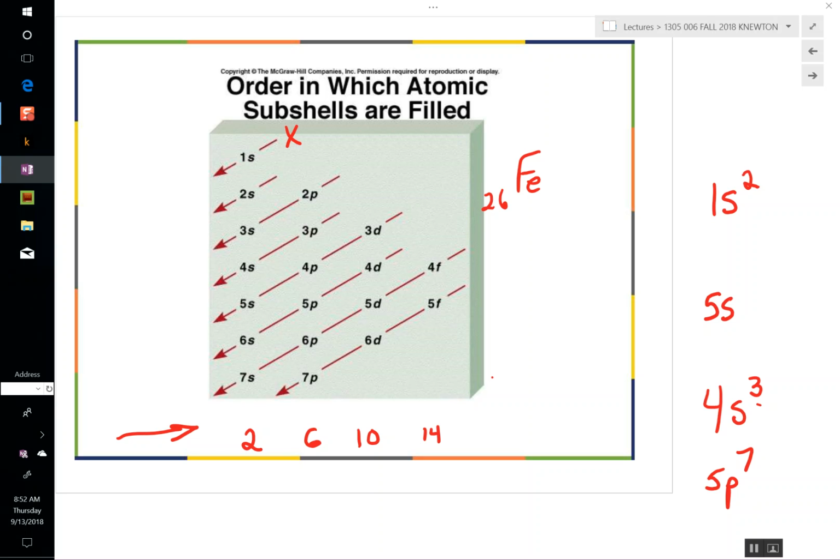Okay, what else do we have to do? Well, let's just take another one that we didn't do. Let's take magnesium. All right, someone give me the electronic configuration for the magnesium atom. 12 electrons. Six. 3s what? 2. 3s2.